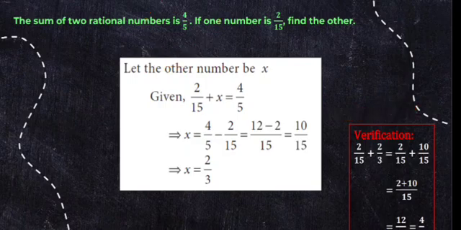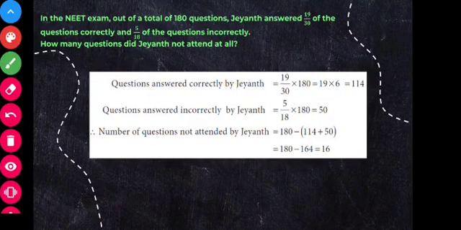Okay, so let's get to the next question. In the NEET exam, out of total 180 questions, Jayant answered 19 by 30th of the questions correctly and 5 by 18th of the questions incorrectly. How many questions did Jayant not attend at all? Okay, so let's analyze the question first. So there is a NEET exam and a guy named Jayant is writing a NEET exam. Okay, so there are 180 questions in the NEET exam.